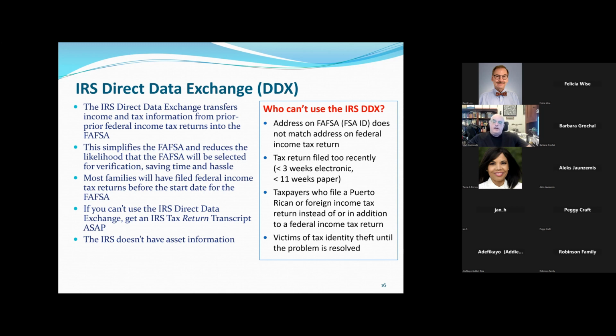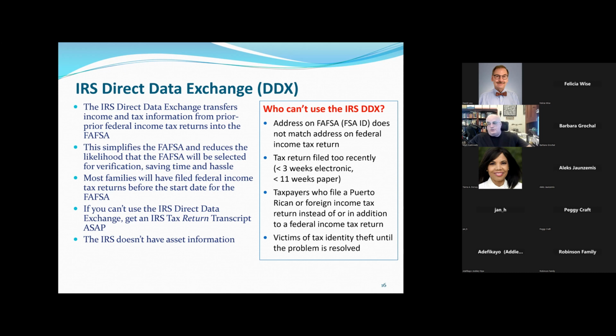Now, any data element that is transferred from the federal income tax return into the FAFSA is not subject to verification. They assume that people don't lie to the IRS. This will significantly reduce the likelihood that a FAFSA will be selected for verification. In previous years, as many as a third of students were selected for verification. In recent years, that was reduced to 16 or 18%. This year, it's going to be in the single digits because income was the most common data element that was subject to verification.